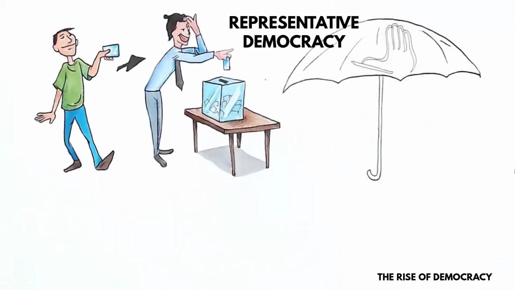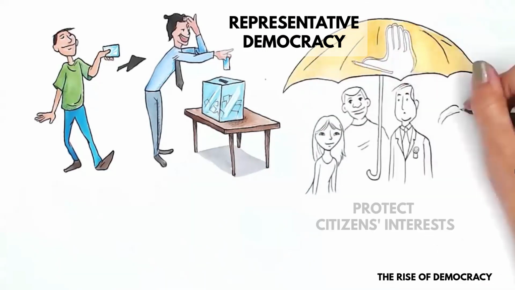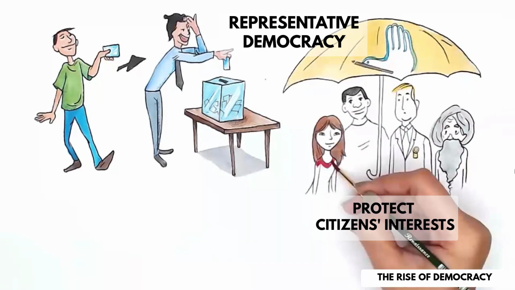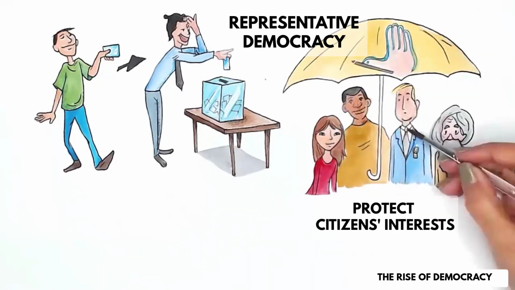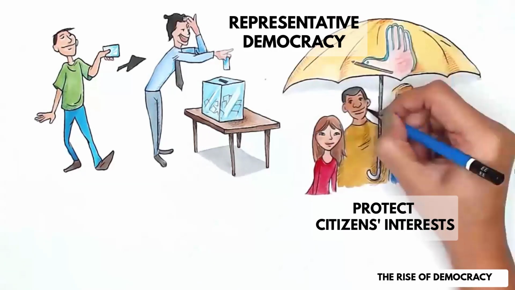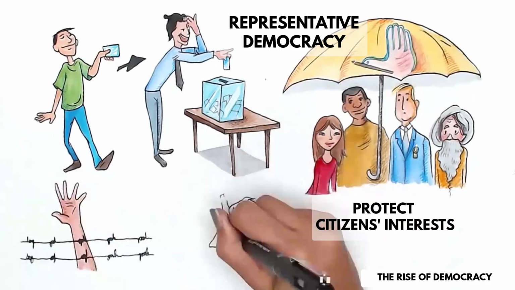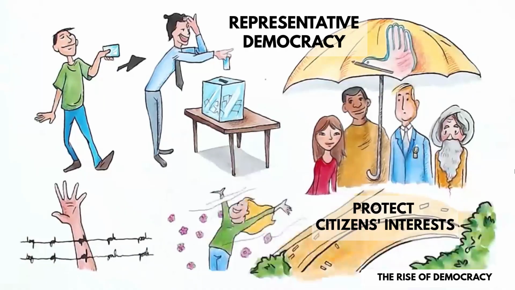But democracy isn't just about voting. It's about doing everything to protect the best interests of the people, no matter what their race, gender, political opinion, or religion. These interests can be human rights, quality of life, infrastructure, and many more.